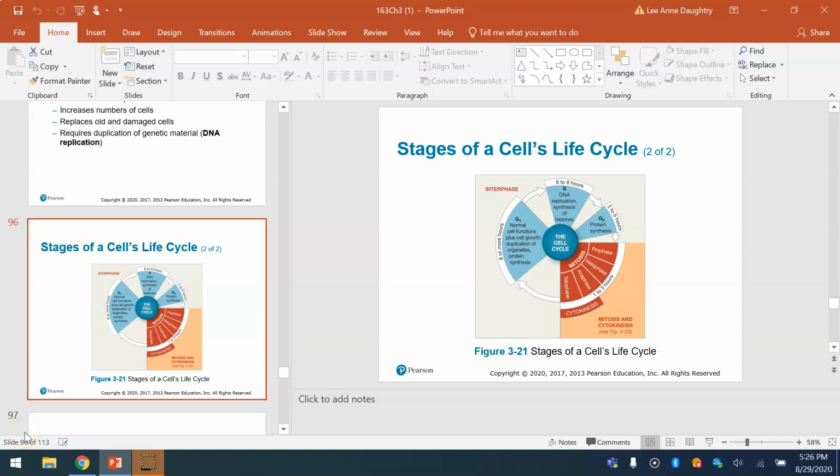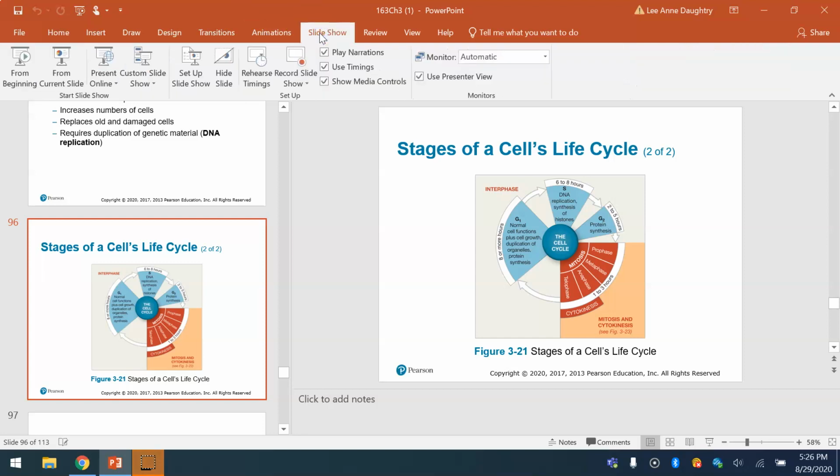This is part 6 and the final section of the chapter on cells. I guess it's chapter 3.